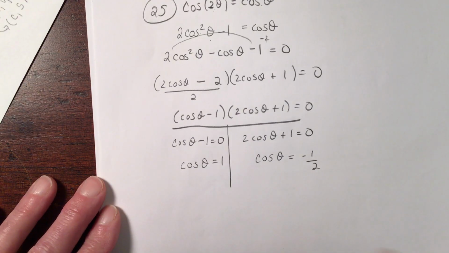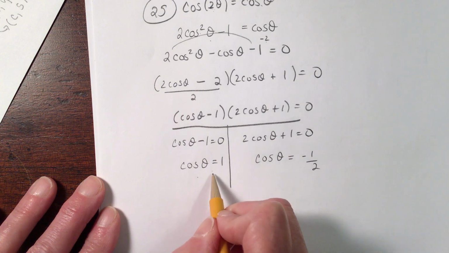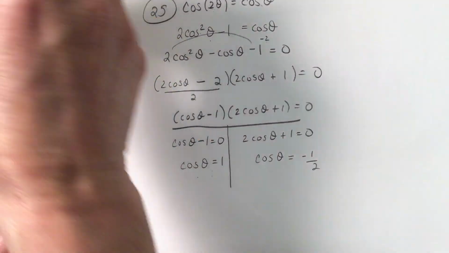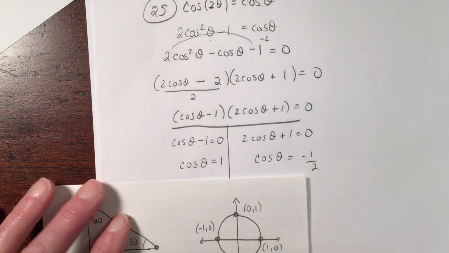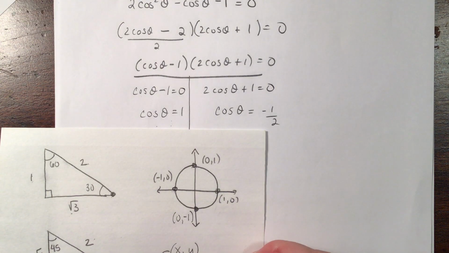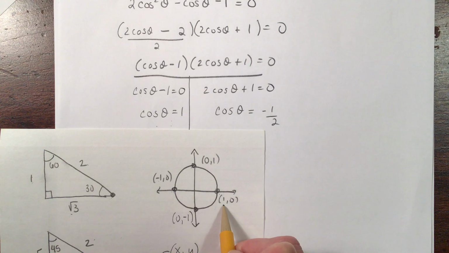So continuing on, where does the cosine of theta equal 1? Hopefully you guys recognize this is a quadrant angle, right? We get our zeros and ones from quadrant angles. So the best way to get this solution is to go to your unit circle. Where is the cosine of theta equal to 1? Well, that's going to be at 0.